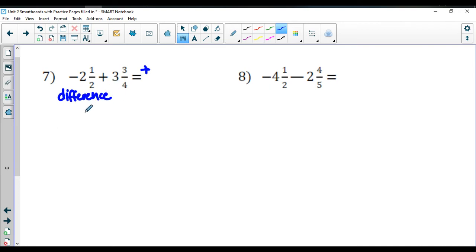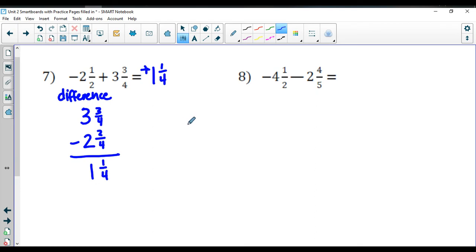due to my integer rules. So I'm going to be doing 3 and 3/4 minus 2, and let's just make a common denominator here of 4. 3/4 minus 2/4 is 1/4, and 3 minus 2 is 1. So because my answer is positive, my answer is 1 and 1/4.